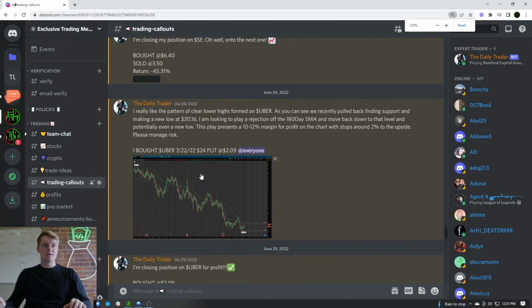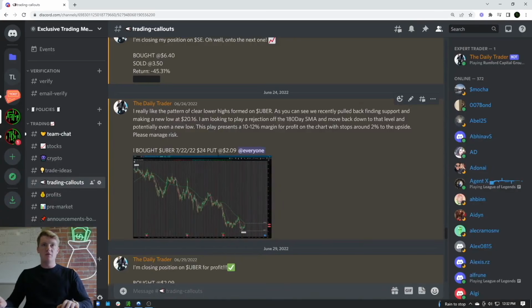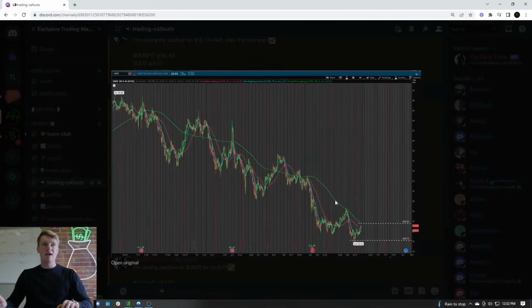All right, on to the next example of a pullback play. You can see ticker symbol UBER, Uber. Right, we all know Uber. I identified that very clear pattern of lower highs, overall descending pattern. Right, chart is bearish. It's going from the top left to the bottom right. If it was bullish, it would be going from the bottom left to the top right. All right, as you can see, we recently pulled back, finding support and making a new low at 2016.